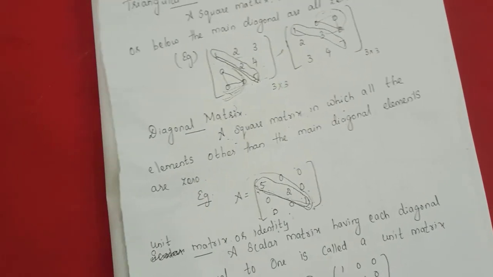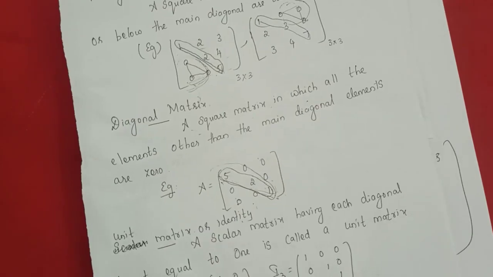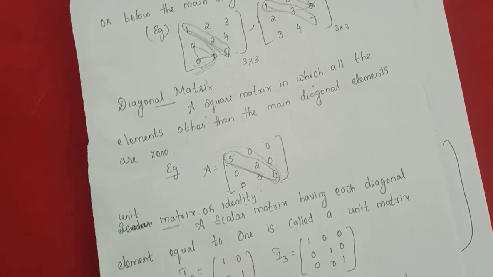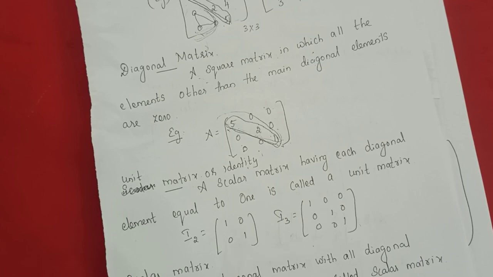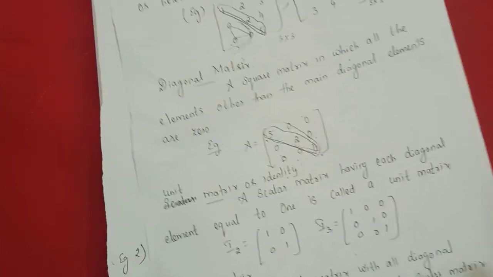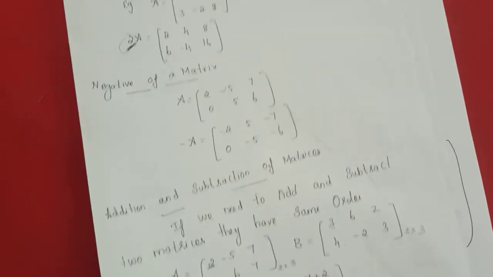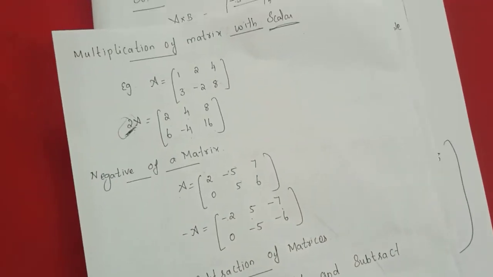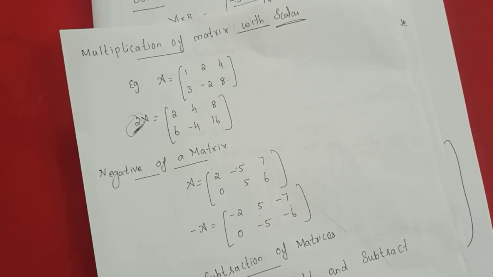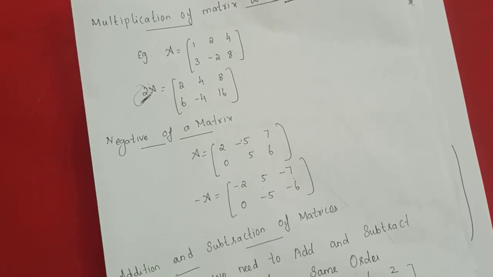Then a diagonal matrix means a square matrix in which all the elements other than the main diagonal are 0. Then in a unit matrix or identity matrix, the diagonal elements are all unity, that means 1, and all others 0. A scalar matrix means a diagonal matrix in which all the diagonal elements are equal to a constant. Next, multiplication of a matrix with a scalar means we multiply the matrix by a constant. If A is given, we can find minus A.